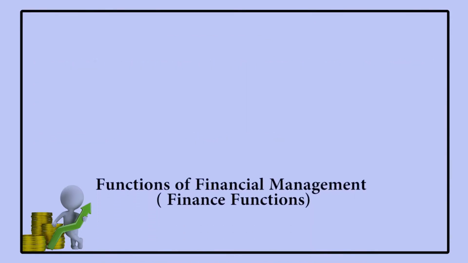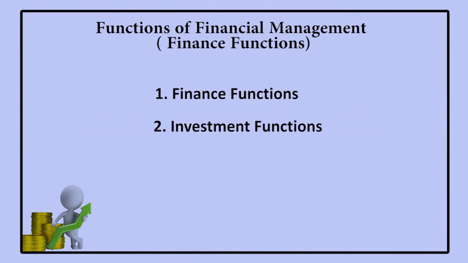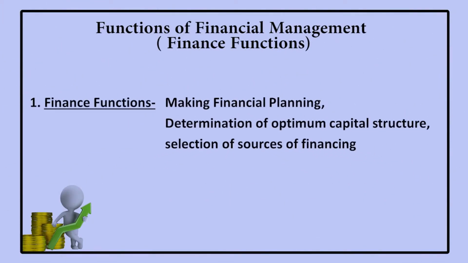From this definition we can say that there are three major parts of financial management. The first is the finance decision, the second is the investment decision, and the third is the dividend decision. The finance decision is the major part of financial management. Under this head we are going to discuss three major areas. The first is making finance planning, that is, how finance is acquired. Next is the determination of optimum capital structure, and the third is the selection of sources of finance.